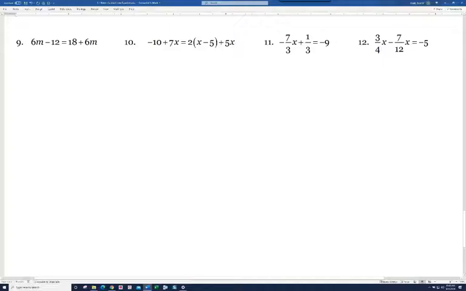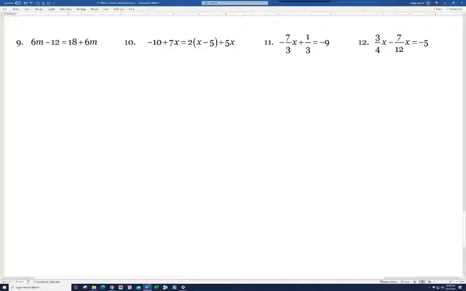Now keep in mind, when I do it, I'm going to clear fractions, which means after one step, basically multiplying both sides of the equation by the LCD, the fractions are going to be gone. All right, so go ahead and give them a shot and then watch the video.